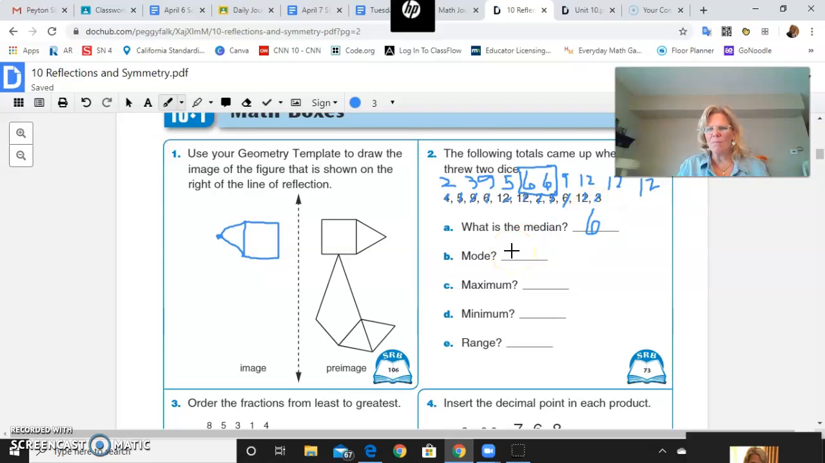Your mode, the most often seen number, would be 12. There's 3 12s. Your maximum would be 12. It's the biggest number in your data. Your minimum would be 2 because it's the smallest. And your range is your maximum minus your minimum, which is 10. That doesn't ask you for your mean, but if you had to find the mean, you would add up all of your numbers and divide by 10.